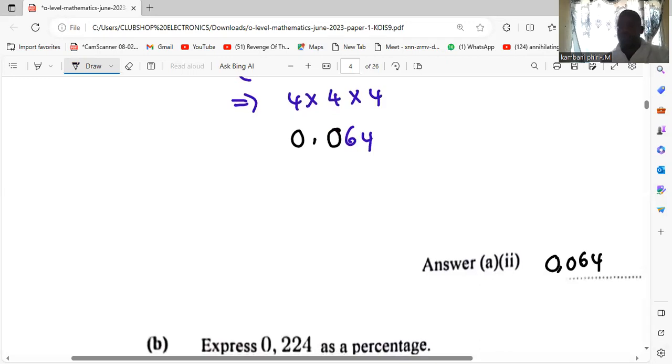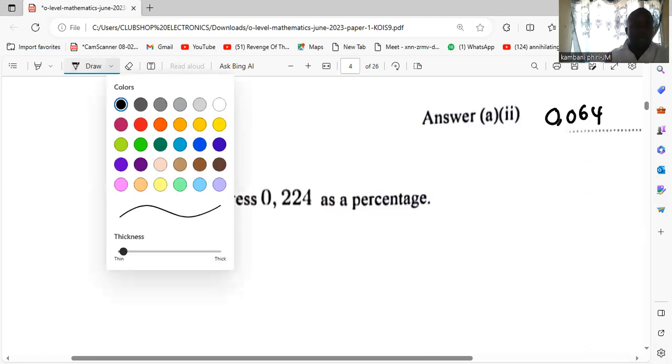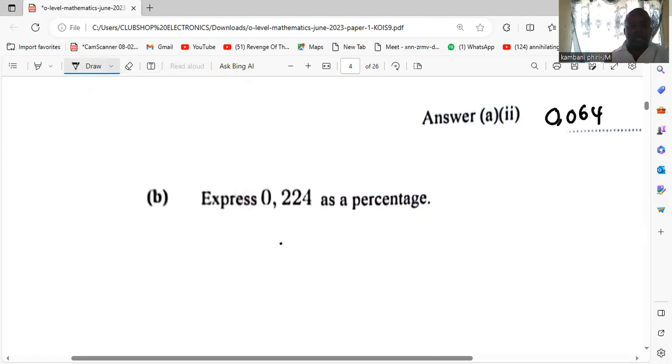0.064. All right. I hope that is fine. That is okay. The other one is to express 0.224 as a percentage. All right.